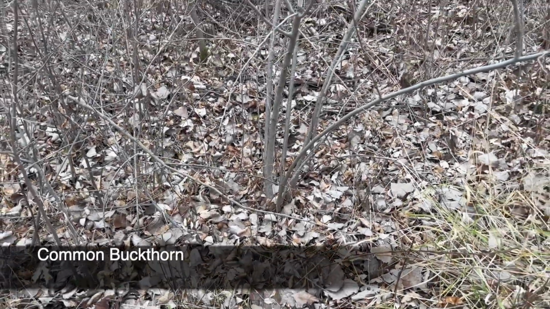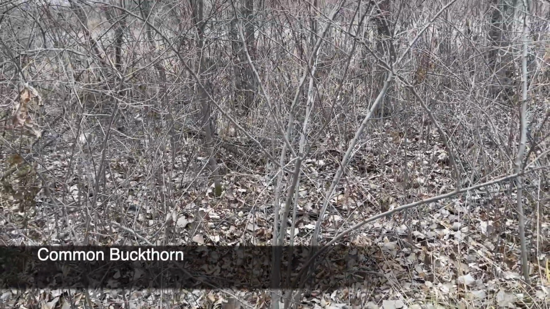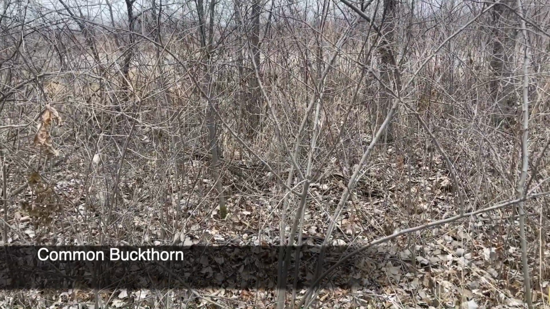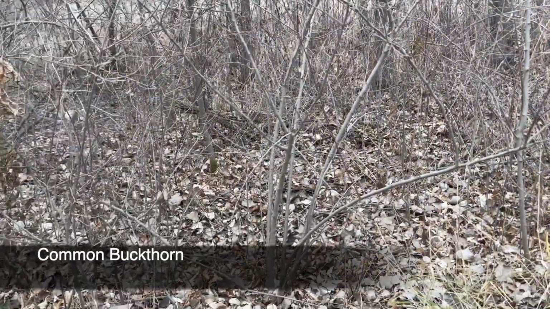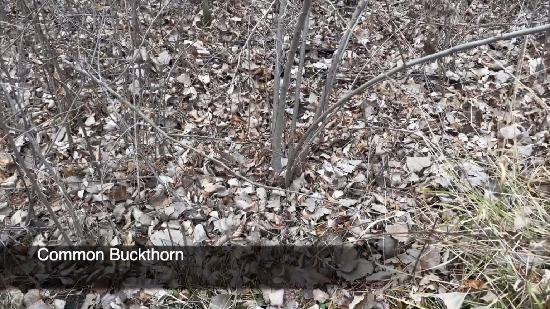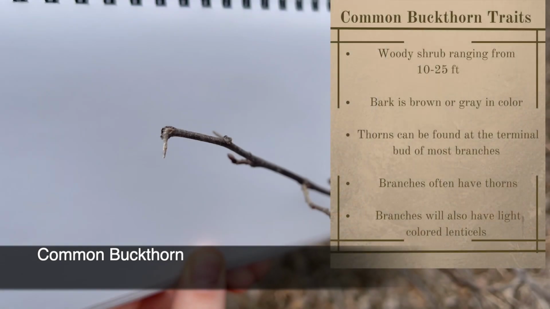This is common buckthorn, a woody shrub that can quickly become a monoculture. It's found along woodland edges, roadsides, and disturbed areas. Buckthorn can grow to be up to 25 feet tall and 10 inches in diameter. It can have a single stem coming from the base or multiple stems. Common buckthorn has a terminal thorn at the end of its branches. Its branch pattern is most often sub-opposite.